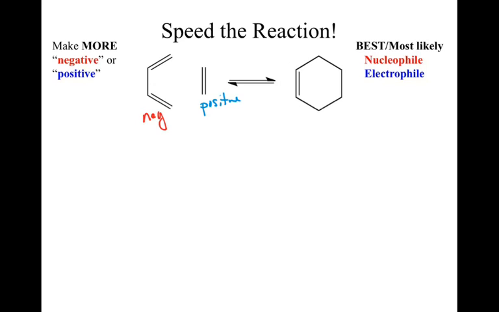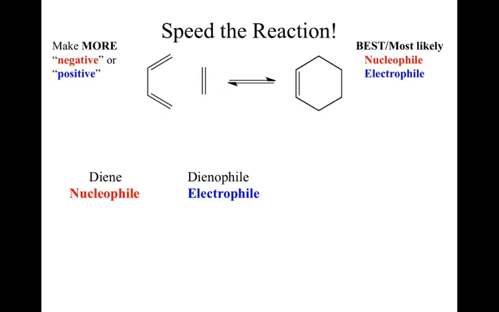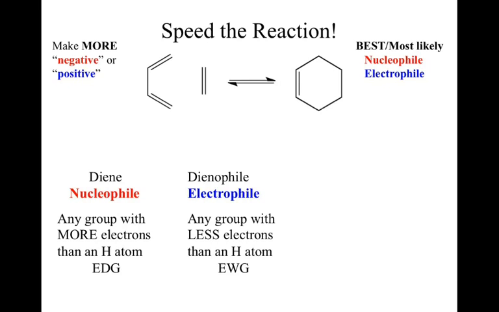So what I want to do is change those structures. Maybe put something out here that has a bunch of electrons that it could donate in. That structure now becomes more negative. If I want to make my dienophile more positive, I want to put something out here that draws that electron density out to make it more positive, more likely to react. So we'll look at adding anything, in the case of the Diene, that has more electrons than a hydrogen atom.